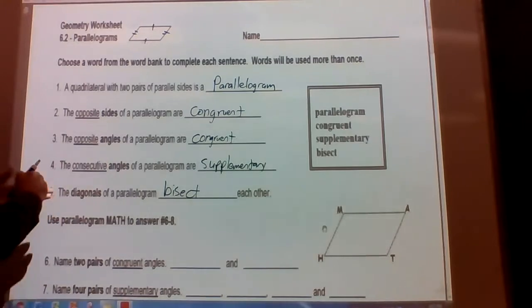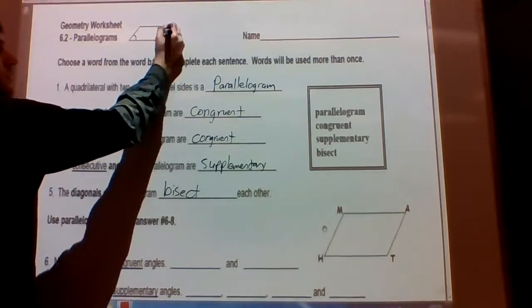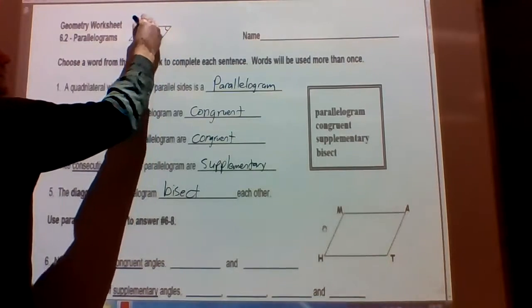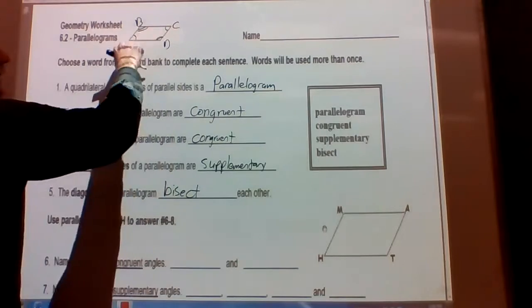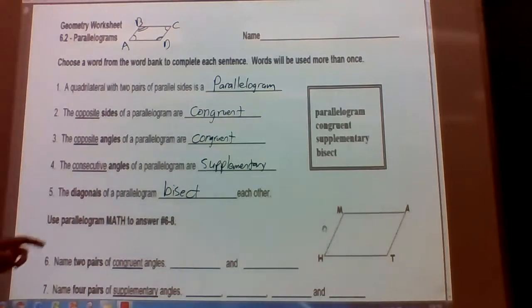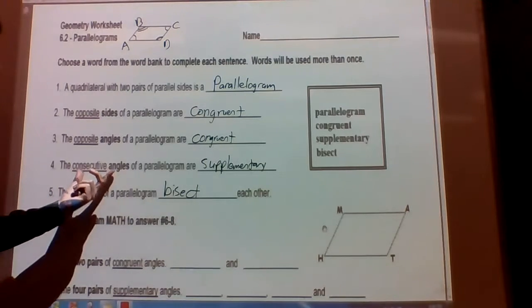Opposite angles are congruent. So again, opposite angles. This is A, B, C, and D. A and C are opposite angles, and B and D are opposite angles. So A and C are going to be congruent, and angle B and angle D are congruent.